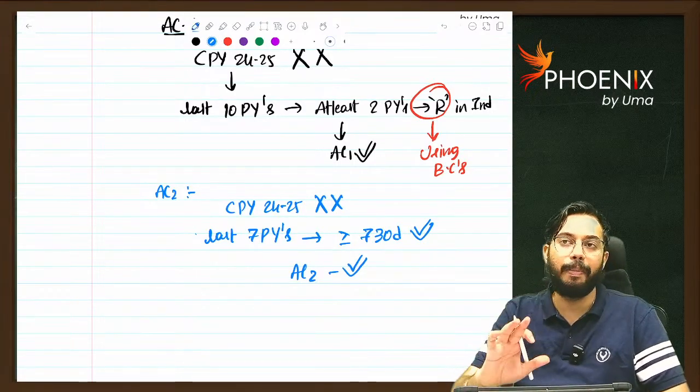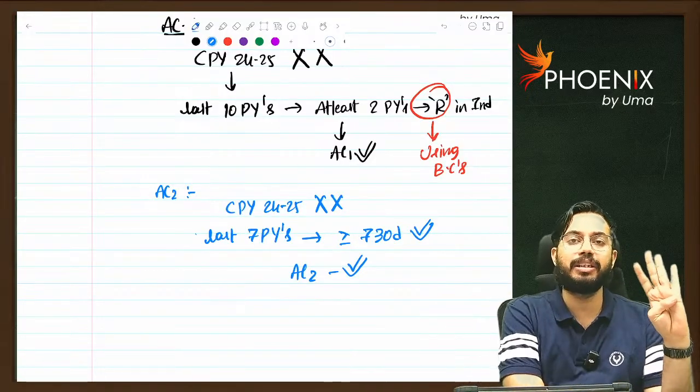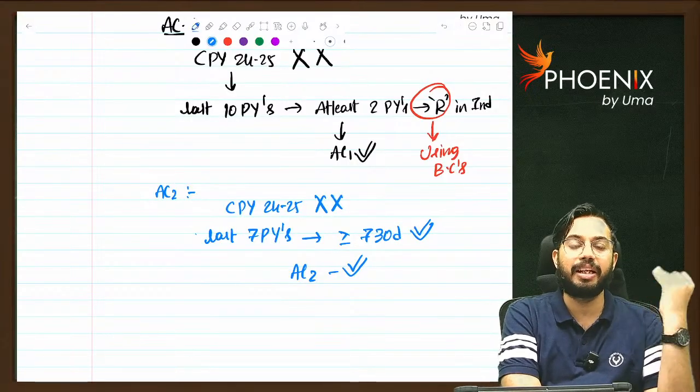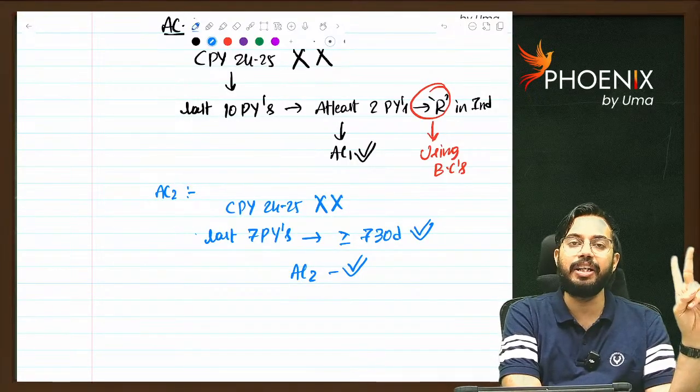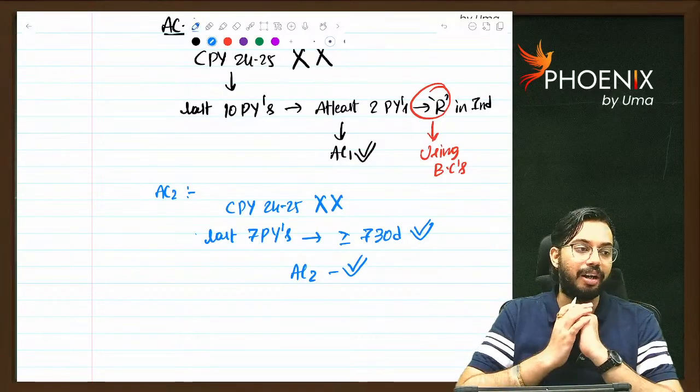This is all about conditions relating to an individual. So there are 4 conditions: 2 are basic conditions, 2 are additional conditions. Basic conditions we use to tell whether an individual is resident or non-resident. Additional conditions we use to tell whether a resident is ROR or RNOR. Are you able to understand?